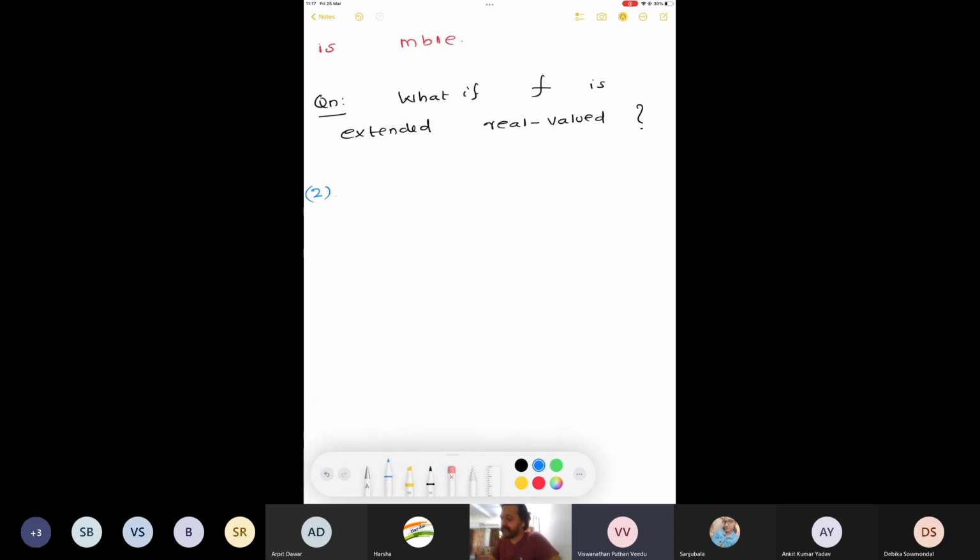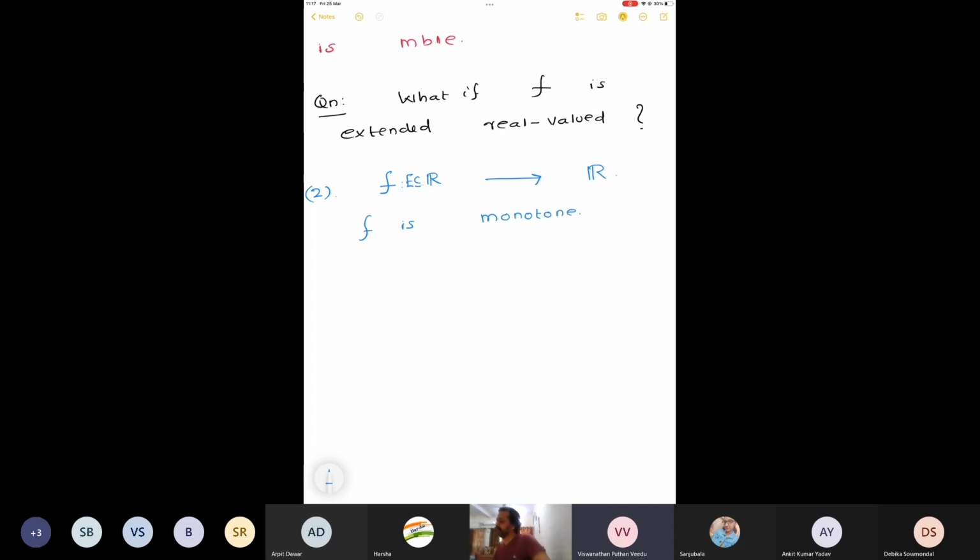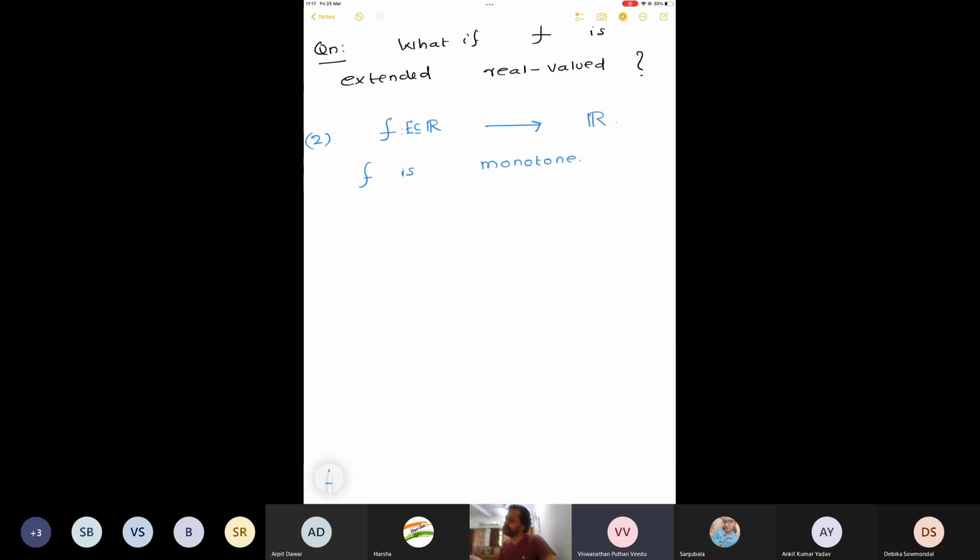Can you have a try? You have a function f from R to, we don't know, maybe R star, but let us consider R to R or E subset of R to R, and f is monotone. This is given. You are asked to prove that f is measurable. For that, you have to prove that the inverse image of an interval is measurable. That is one way. Or you can prove that the set of all x such that f of x greater than alpha or f of x less than alpha, these are all measurable.